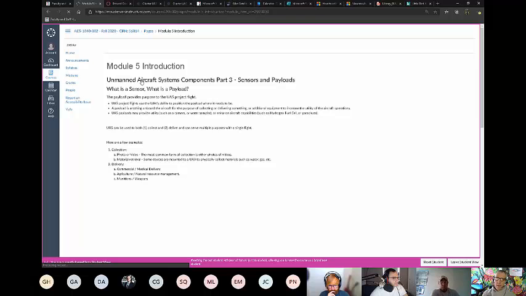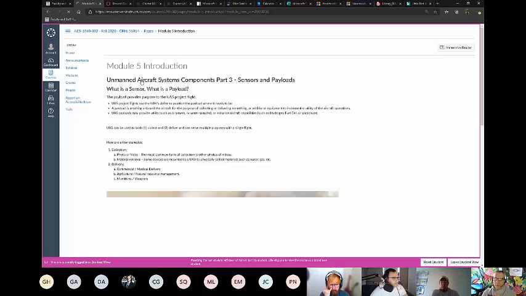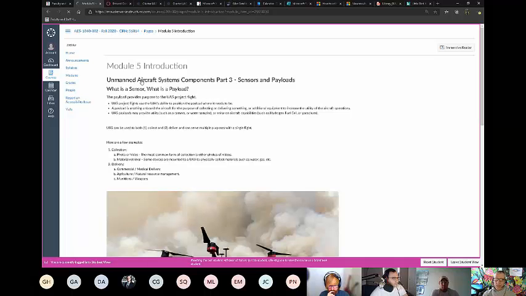All right. So start out really simple here. What the heck is a sensor? What is a payload? The terms sensor and payload are not necessarily interchangeable. A sensor is a payload, but really we talk about payloads. A payload is more of a generic term that encompasses a sensor.